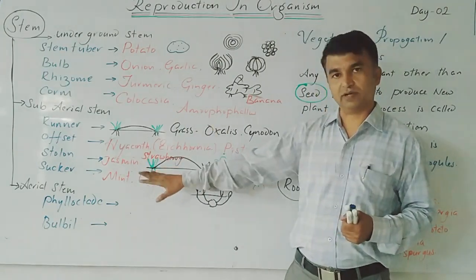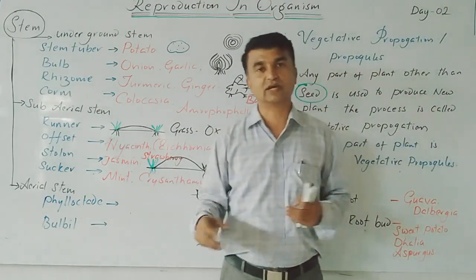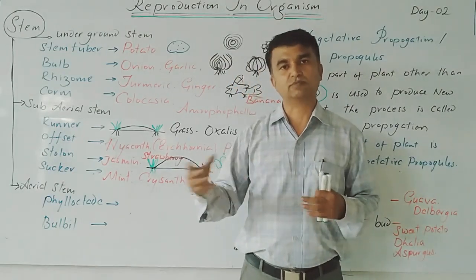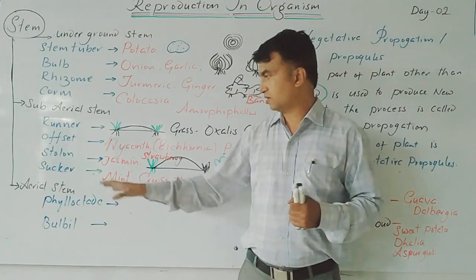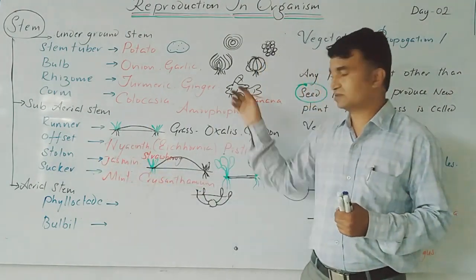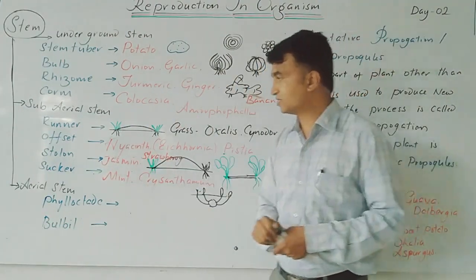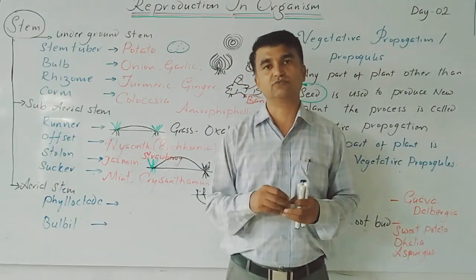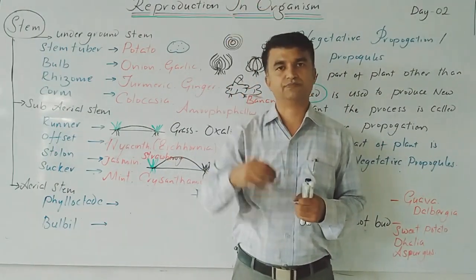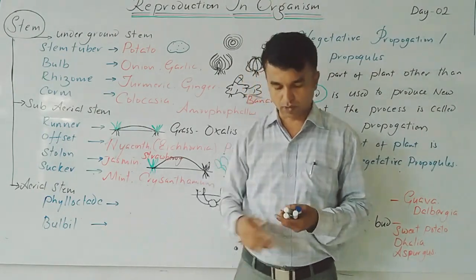Only example based. In examination, sometimes odd one out, sometimes questions will ask which is a runner, which is a sucker. Either match the following type questions arise. So just go through this one. Next one is the aerial stem modification. Aerial stem means the part of the stem which is present just above the ground. It is nowhere touching the ground.